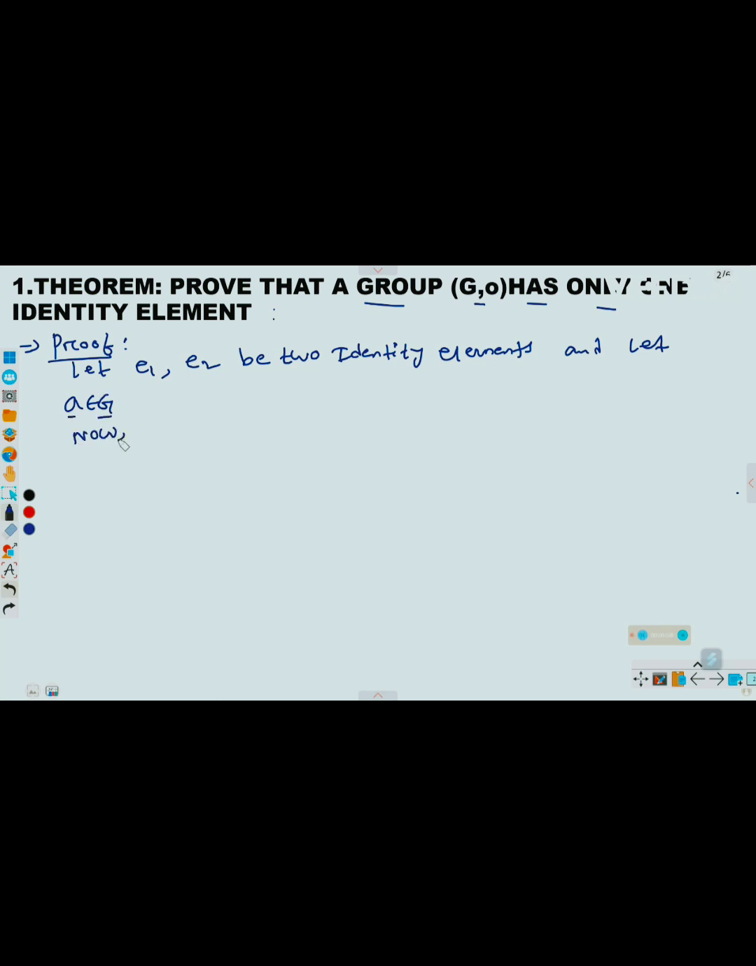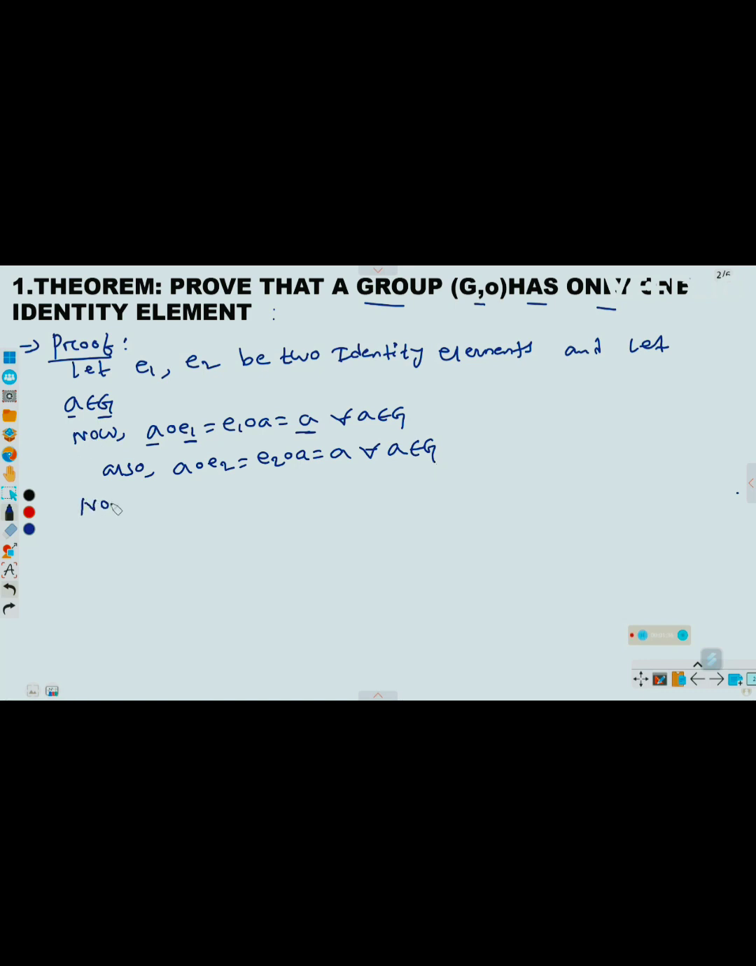Now, A compose E1 equal to E1 compose A. This should be equal to A for all A belongs to G. This is very obvious since E1 is the identity element. If you compose the identity element with any element of the group, then the element stays the same. Also, we can say A compose E2 is equal to E2 compose A equal to A for all A belongs to G. This is the basic thing that we can say from here.